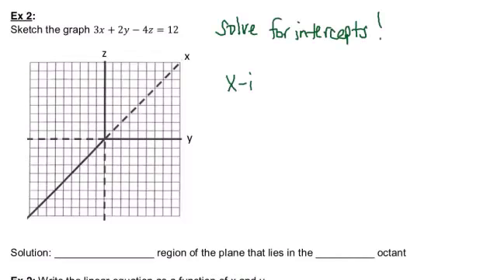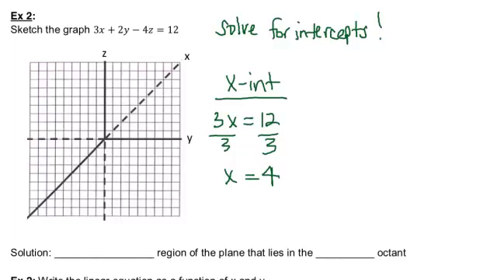If we start with our x-intercept, again, if we make y and z 0, they are 0, so we're just left with 3x equals 12. To solve for x, we divide by 3, and x equals 4. Then we also need to find our y-intercept and our z-intercept. To find our y-intercept, we make x and z 0.